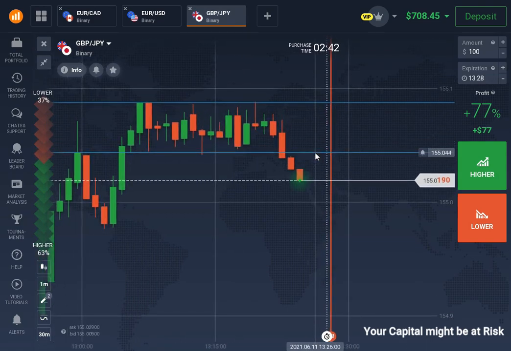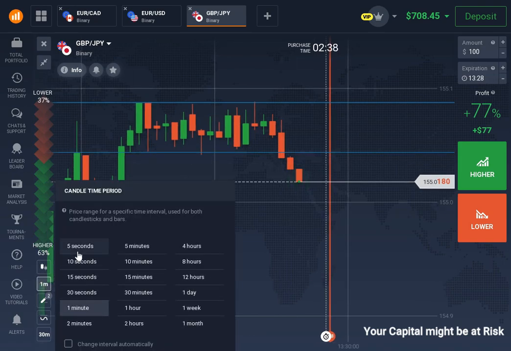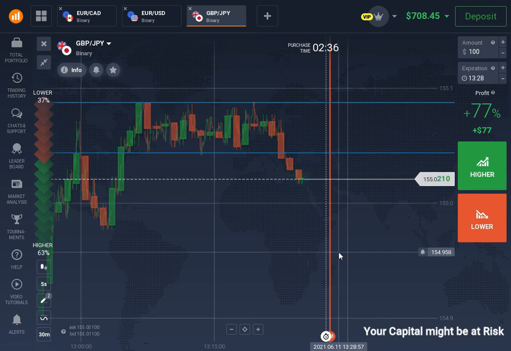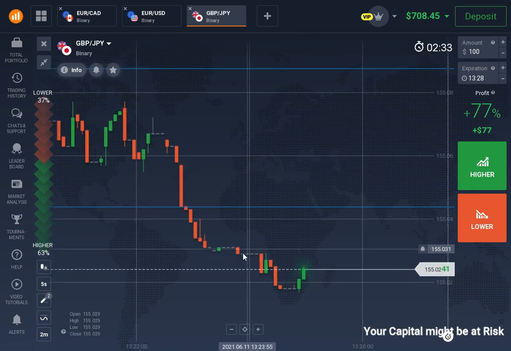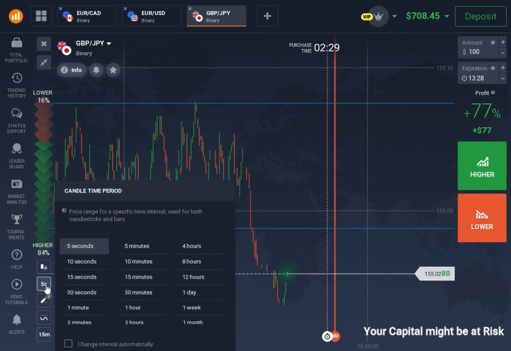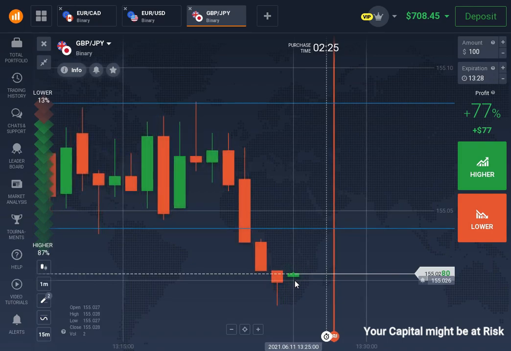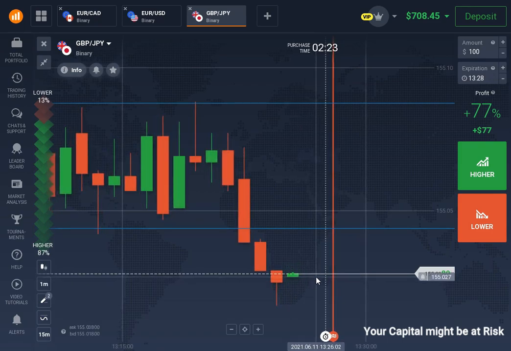Okay, see the volume. I guess the volume is very low here. Let me see the 5-second chart. Yes, you can see the volume is very low here, and that's why the market is not moving that quickly. It's moving very slow.